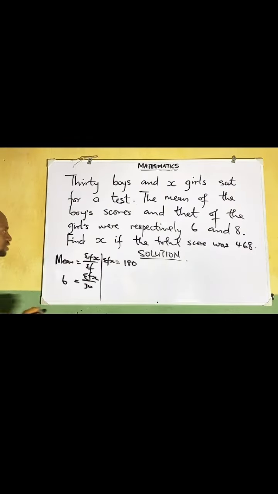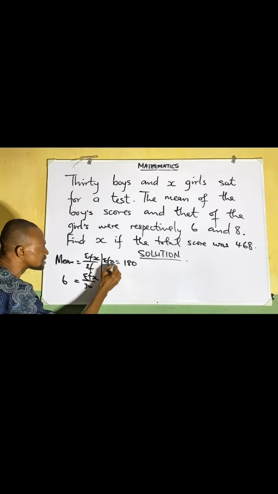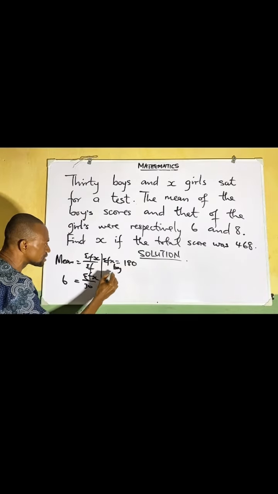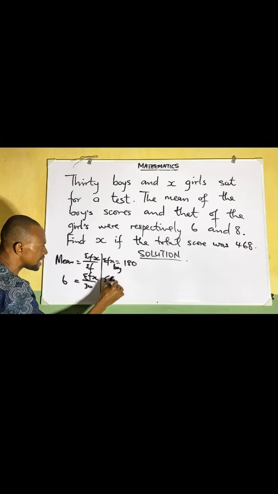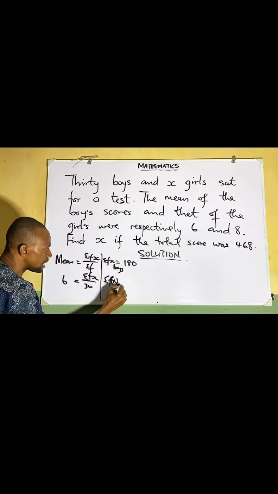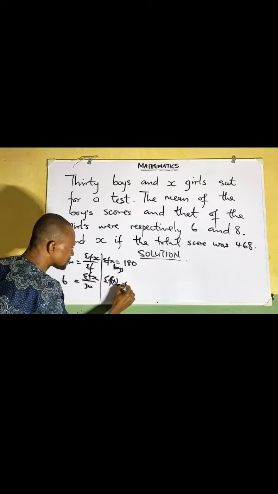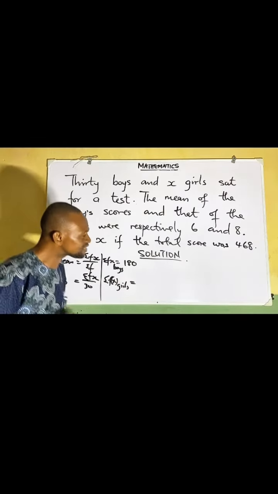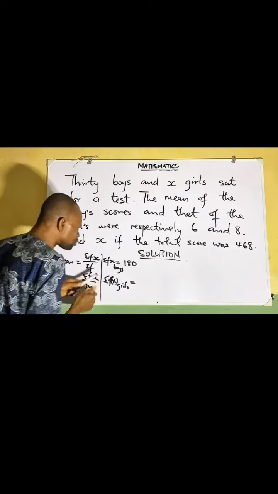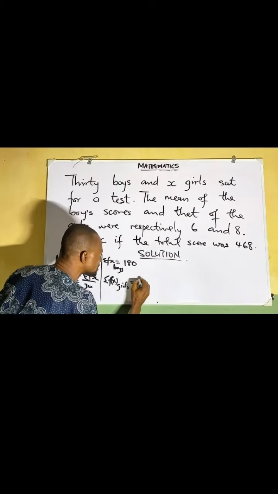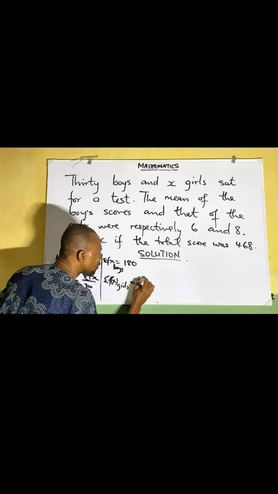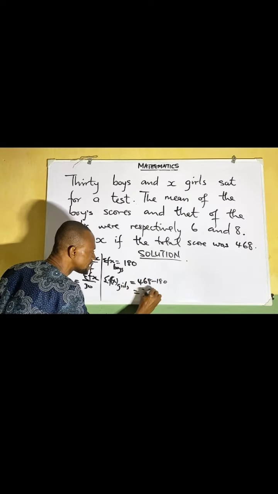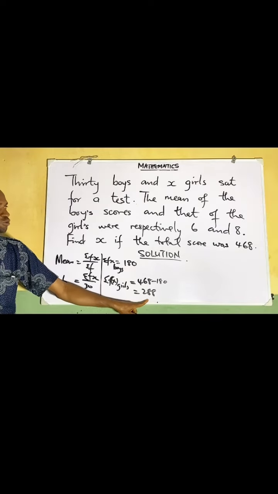So let's do it together. So let's get the total score for boys. This is for girls. So this is boys. Let's get sum fx for girls. Now before we get sum fx girls, let us get the sum of x for girls. The sum of x for girls is what? 468 minus 180. This will give you what? 288. This is the total score for girls.